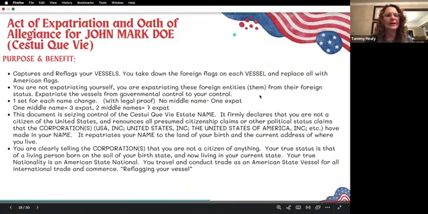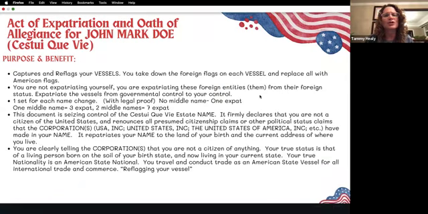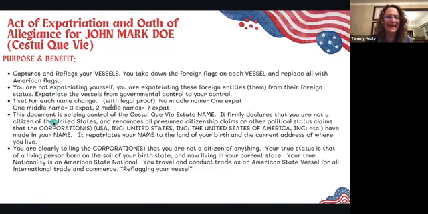All right. Okay. So we are going to review. There's 3 acts of expatriation and oath of allegiance. The first one is the Sustakivi trust, okay? And that is stylized in all capital letters with your whole name, John Mark Doe, okay? So the purpose and benefit, it captures and reflags your vessels. You take down the foreign flags on each vessel and replace all with American flags. That's our civil peacetime flag.